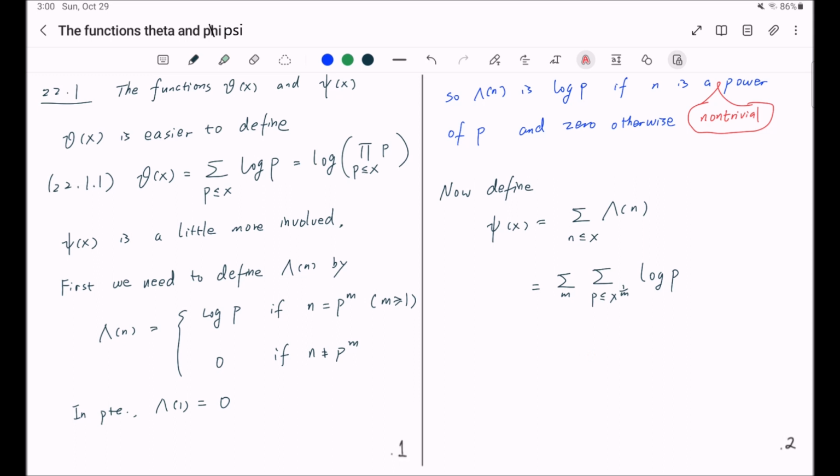To make the audience understand these definitions better, let me compute the following example. For x equal to 10.7, let's compute theta of 10.7 and psi of 10.7. You might want to pause this video for a while and compute by yourself, but I will give you the answer anyway.